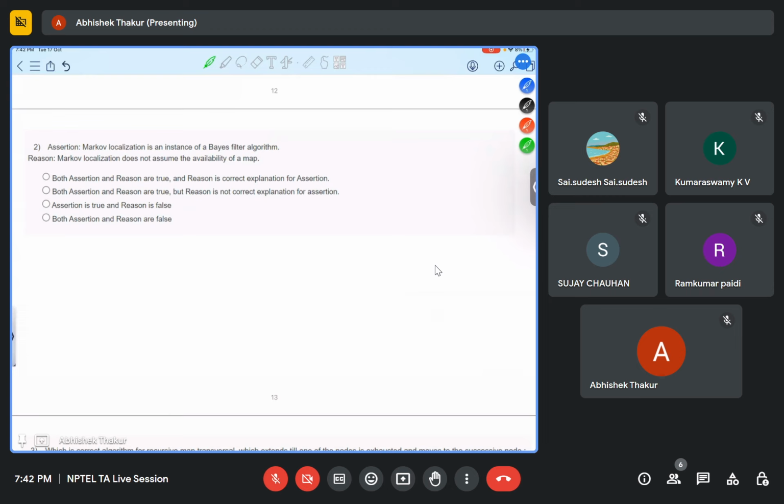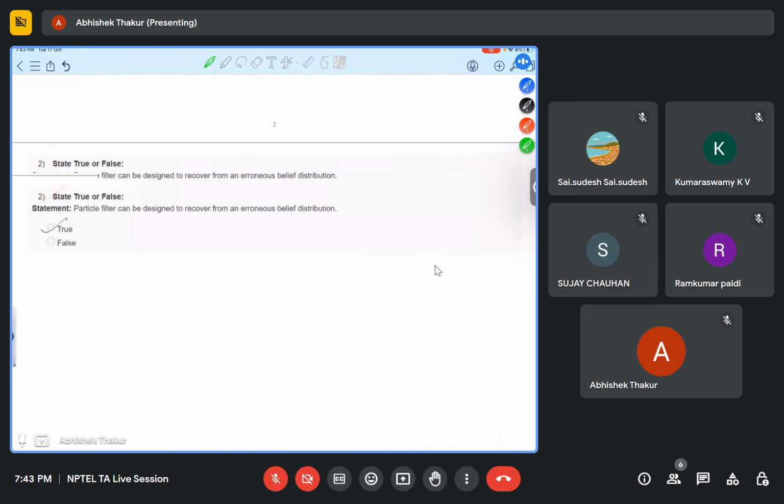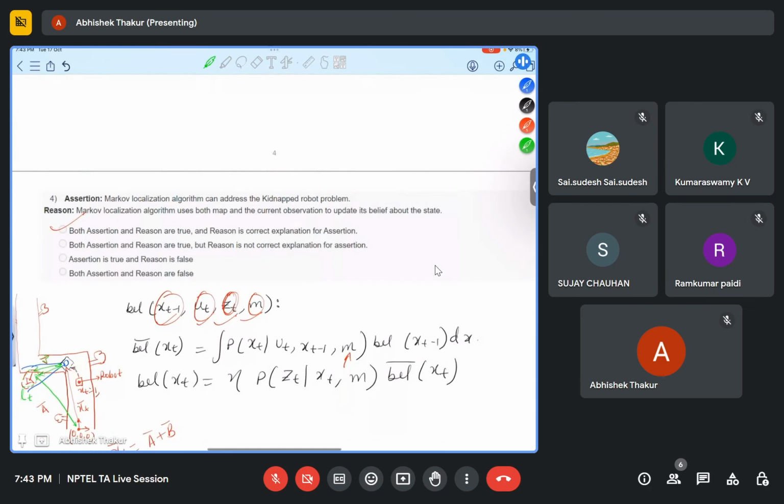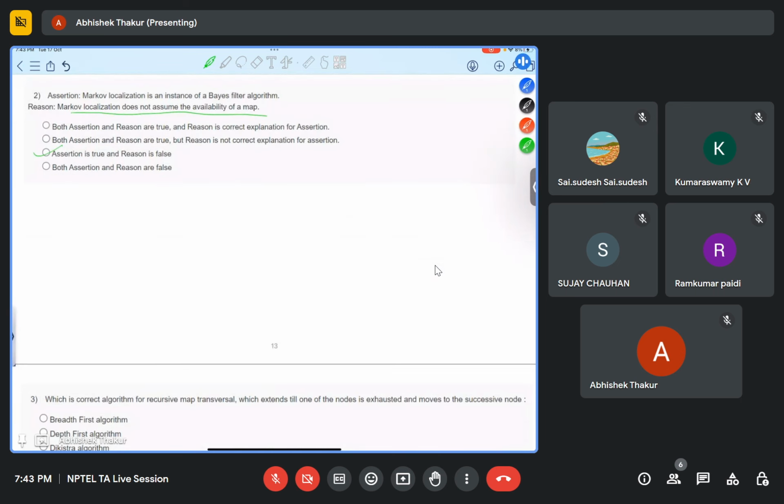So the second one is: Markov localization is an instance of a Bayes filter algorithm, and Markov localization does not assume the availability of a map. As we have already discussed, Markov localization assumes the availability of a map in question number 2, and it is an instance of a Bayes filter algorithm, as you can see with the probabilistic formulas of this Markov localization. Here you can already see it depends on the map. So the assumption is true and the reason is false. So option C is the correct one.